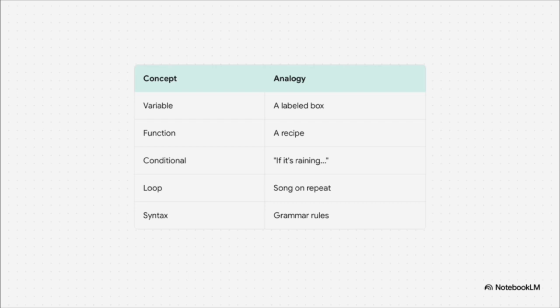You've got conditionals, which are just if-then decisions. Like, if it's raining, then I'll grab an umbrella. Easy. Then you have loops, which just repeat a task over and over, kind of like putting your favorite song on repeat. And syntax? That's just the grammar, the rules that make sure the computer understands what you're saying.